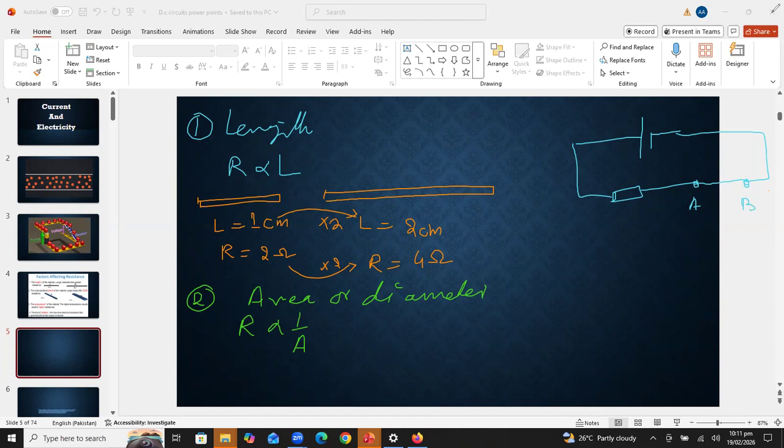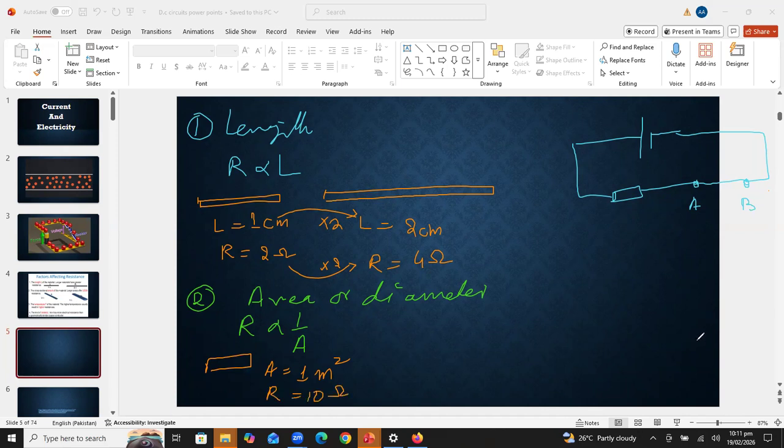Inverse means if the area is doubled, resistance will be half. Okay, students? If area is double, resistance will be half. For example, this is a wire. It has an area of 1 meter square. Meter square is the unit of area. And this wire has a resistance of 10 ohm.